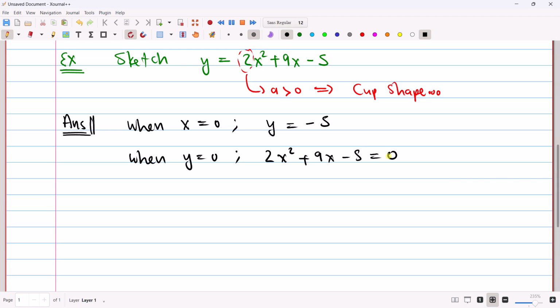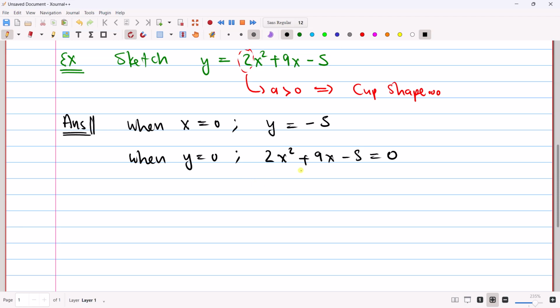So when y becomes 0, we see that the resulting equation is a quadratic equation, which can be solved using many different techniques, mostly factorization, completing the square, and the formula. So first, what I'll try to do is see if the factorization technique can work, because every time the factorization technique can work, it is always the easiest method to use, you see. So I will go for that.